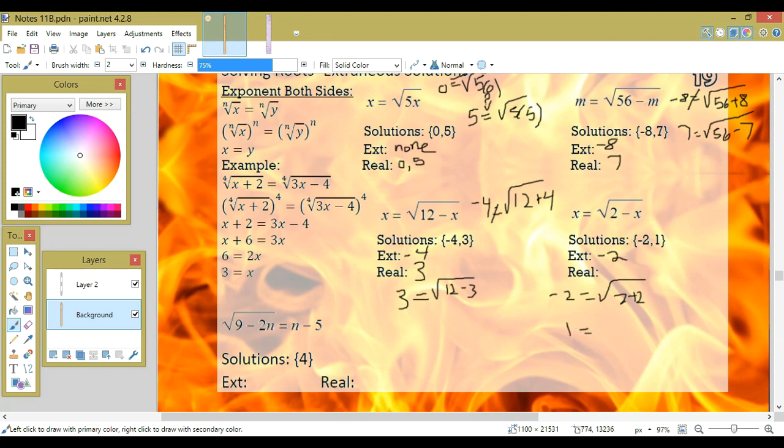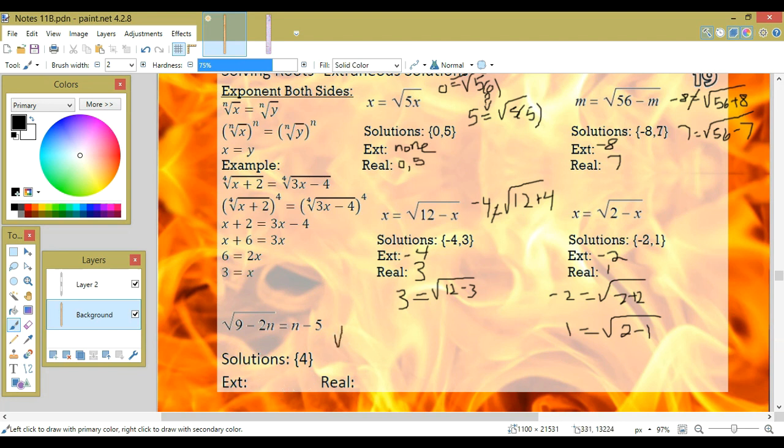Let's look at 1. Is 1 equal to the square root of 2 minus 1? Yes. So that means it's real. How about this one? If we solve for n on this one, we would get only 4. 4 is repeated twice. Let's see if it's real or extraneous.